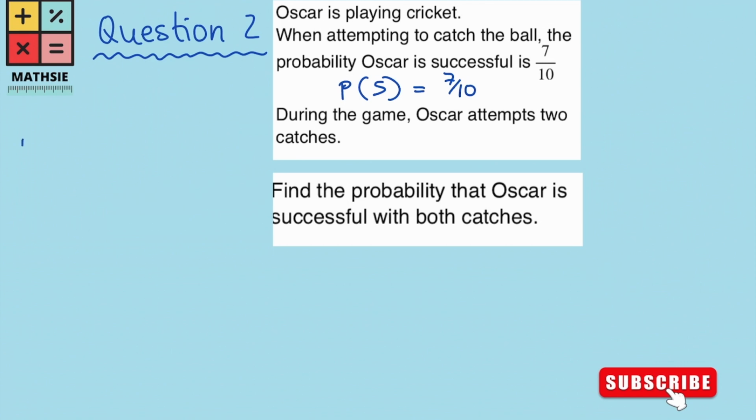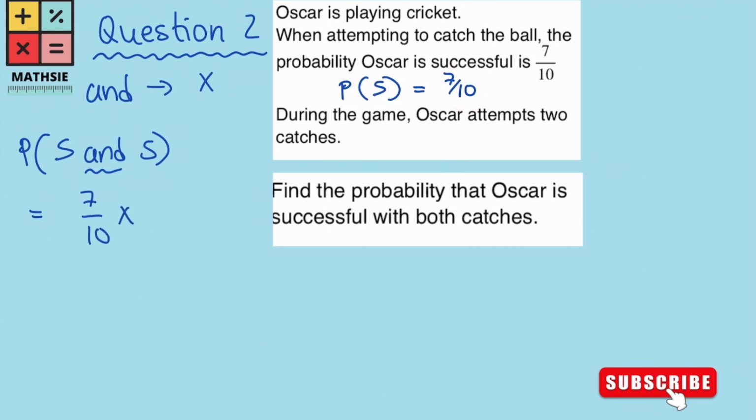We need the probability of success and success. So whenever we have the word "and" in probability terms, it means we need to multiply. So that means I need the probability for him to be successful in the first match, which we know is 7 over 10. But then the probability of success doesn't change for the second match, and I need the probability that he succeeds in match 2 as well. So how do we do that? We just need to do another 7 over 10, which is the probability of success.